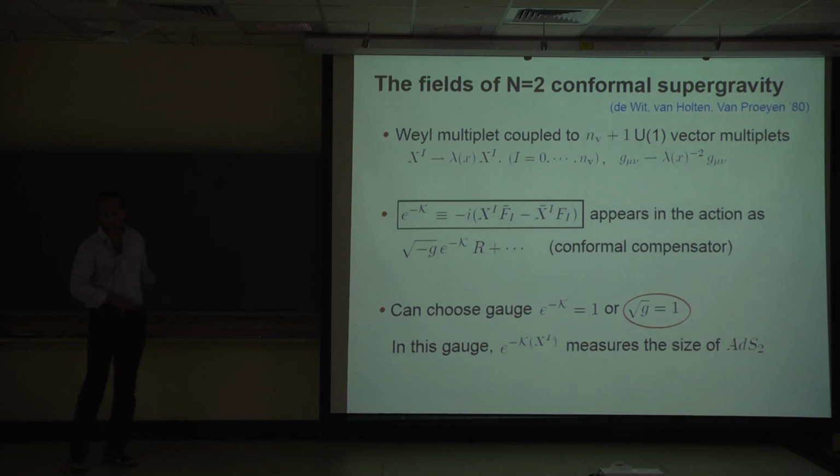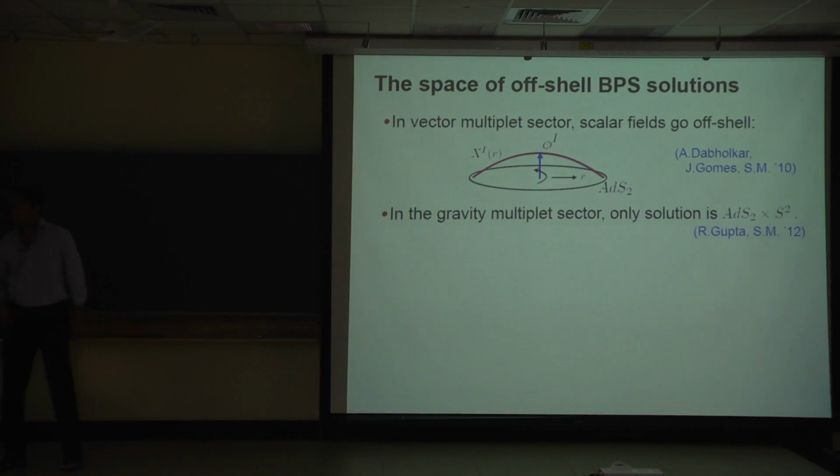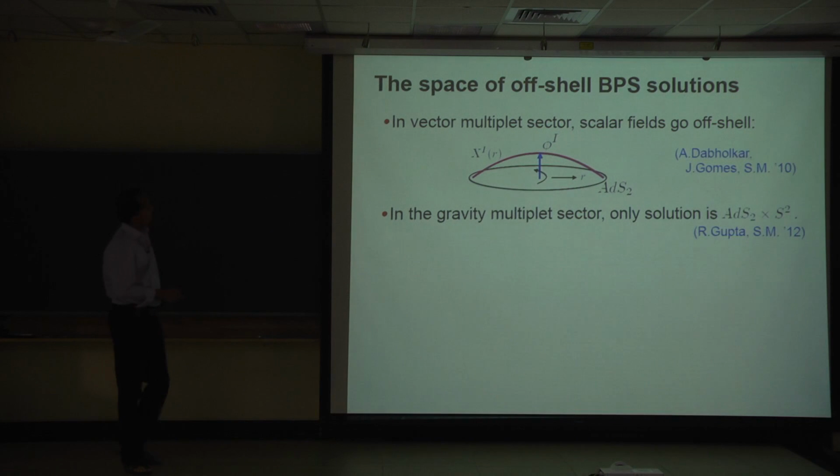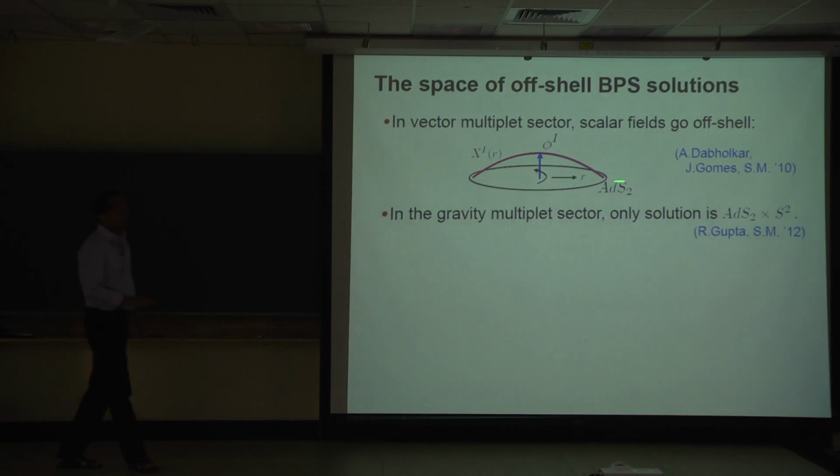There's no constraint on the field space, and there's a linear action. And in this gauge, you can see from this term that e to the minus K actually measures the size of AdS2. Okay, so that's the formalism. Then you want to look for all BPS solutions. So this was a longish story. I'll just tell you the bottom line.